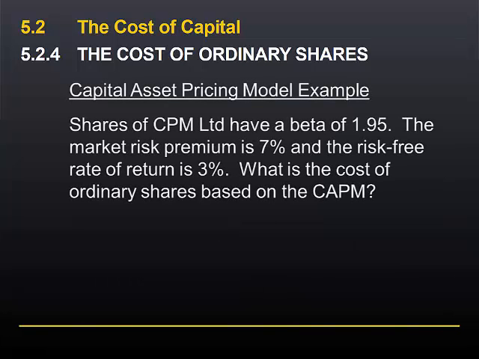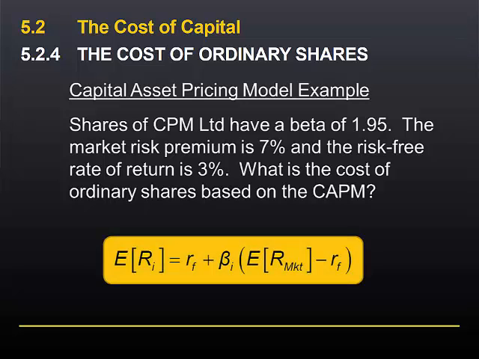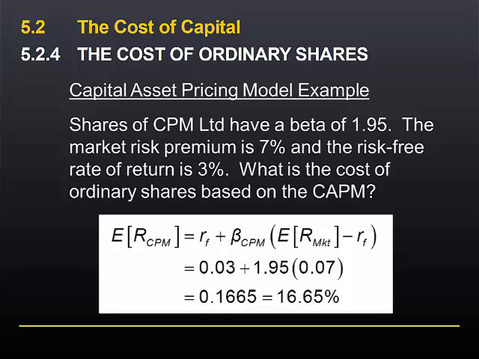Shares in CPM Limited have a beta of 1.95, the market risk premium is 7%, and the risk-free rate of return is 3%. What is the cost of ordinary shares based on the CAPM? We take the risk-free rate of return, 3% or 0.03, plus beta, 1.95, times the market risk premium, which is everything inside the brackets, or 7%, 0.07.